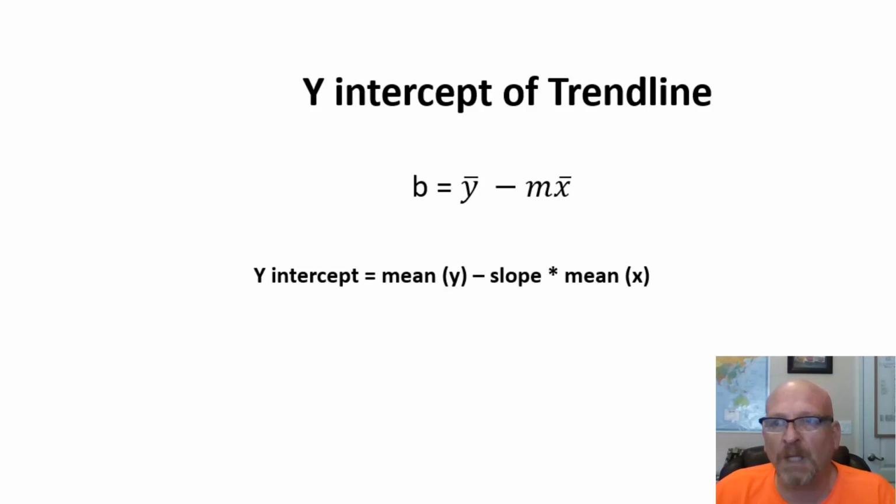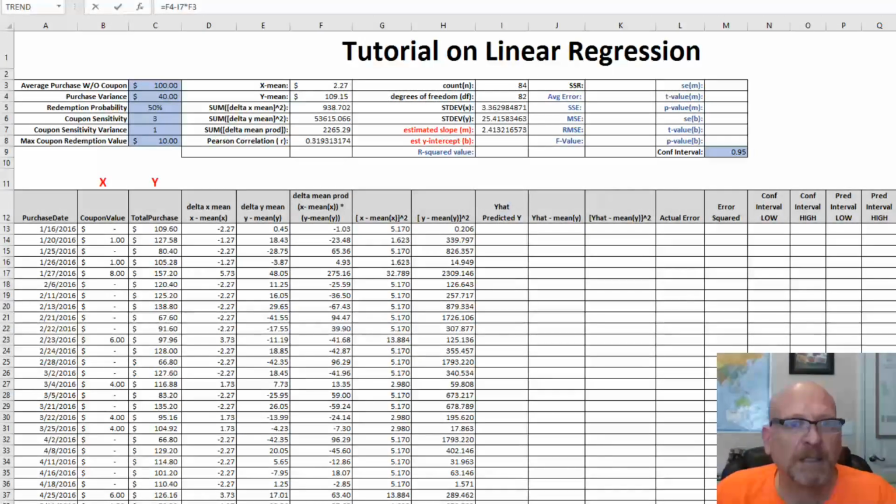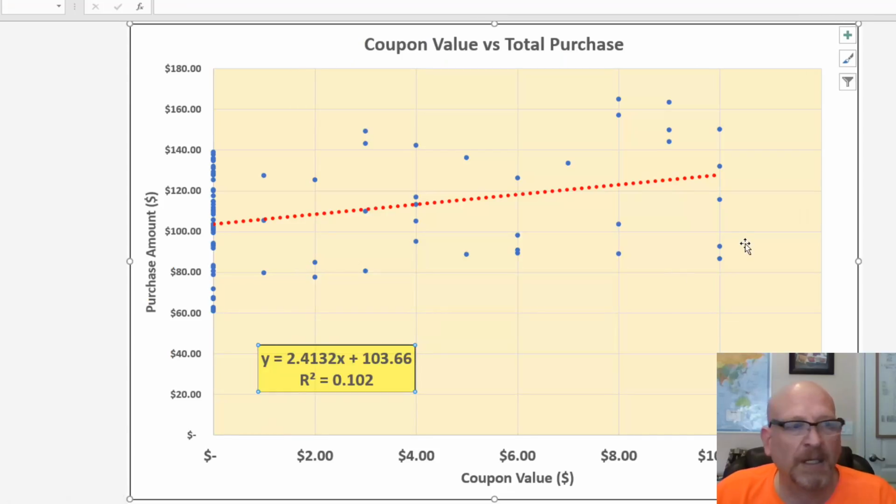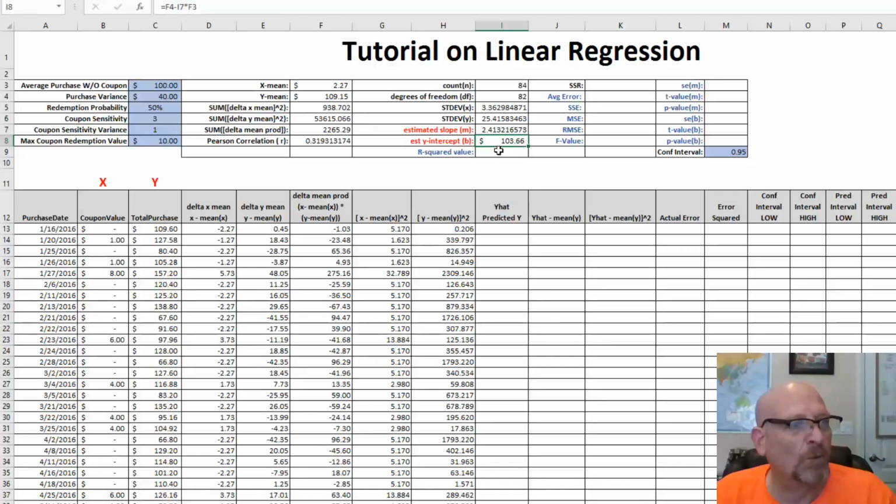All right, let's go back to the spreadsheet, and let's uncover this. That's what we did right here, and bingo, we get $103.66. If we go back to the scatter plot, voila, there is our b that we just calculated manually, and it matches what Excel figured out. It is $103.66. We did it manually, and it works.